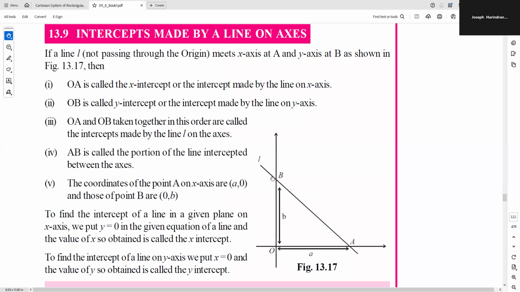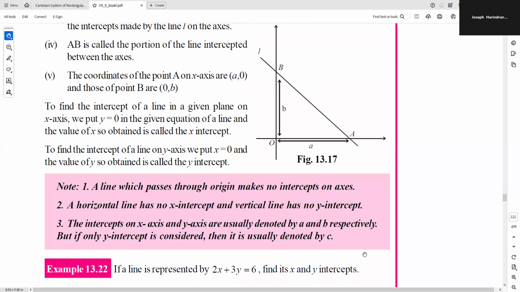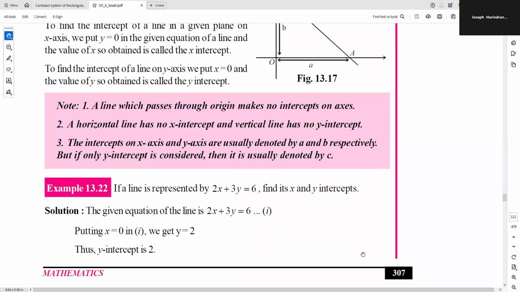The x-coordinate is 0 for any point on the y-axis, remember very easily. And for any point on the x-axis, the y-coordinate is 0. So the coordinates of A are a comma 0, and the coordinates of capital B are 0 comma b. That's all. This is how you find the intercepts. A vertical line has no y-intercept, and a horizontal line has no x-intercept.